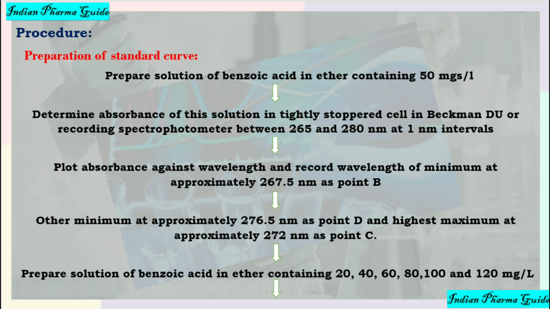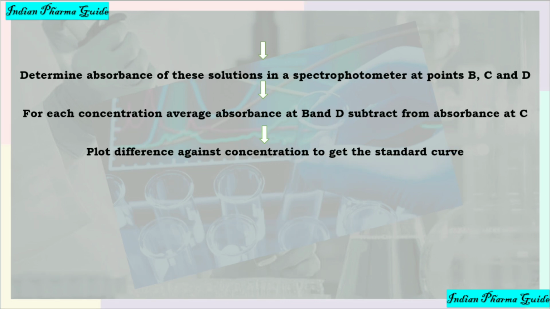In the next step, prepare the solution of the benzoic acid in ether containing 20, 40, 60, 80, 100 and 120 mg per liter and determine the absorbance of these solutions in a spectrophotometer at the already pointed B, C and D. For each concentration, take the average absorbance at B and D and subtract it from the absorbance at C. And finally, plot the difference against the concentration to get the standard curve.